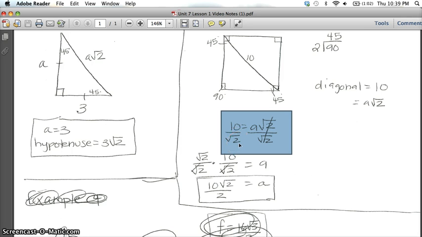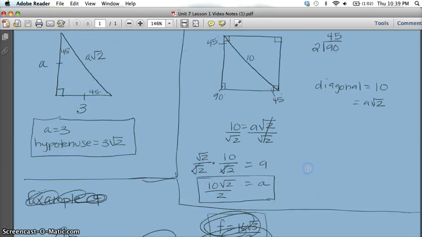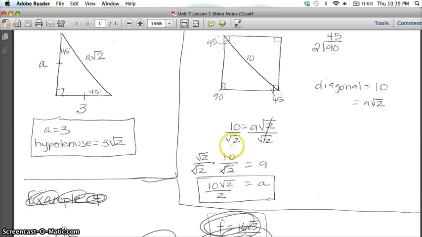Now, you can never have a square root on the bottom. So we actually have to get rid of this square root here on the bottom. How do I do that? Well, I just multiply by the square root of 2 on top and bottom.